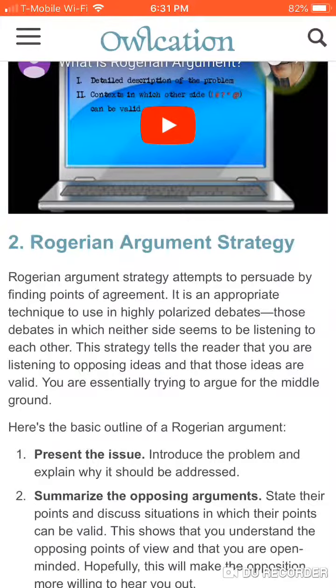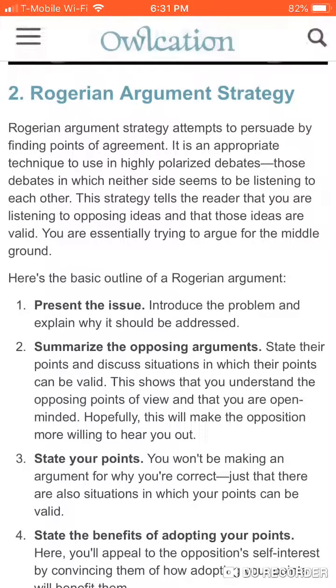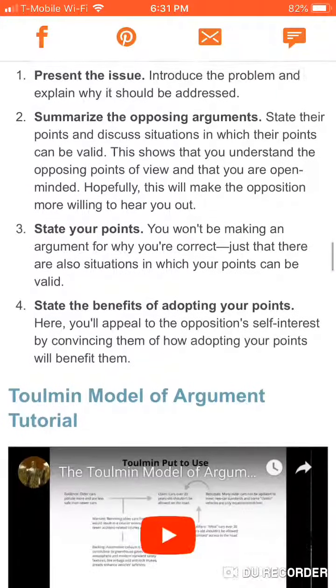This shows that you understand the opposing point of view and that you are open-minded. Hopefully, this will make the opposition more willing to hear you out. 3. State your points. You won't be making an argument for why you are correct, just that there are situations in which your points can be valid. 4. State the benefits of adopting your point. Here you will pitch to their self-interest by convincing them of how adopting your point will benefit them.